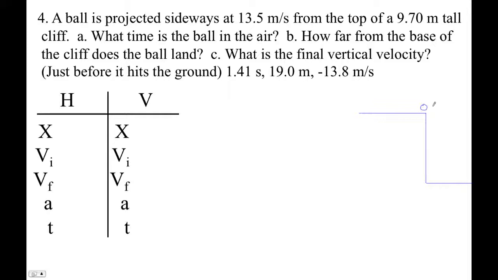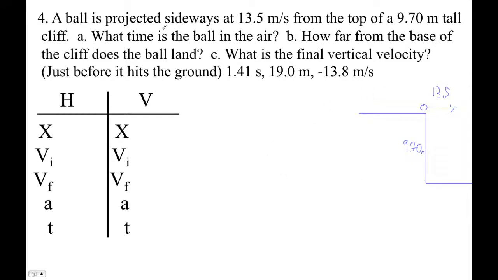So here we know the velocity of the ball, right? We know that's 13.5. We know the cliff's height is 9.70 meters, right? And then we want to know all the good stuff, right? How long is it in the air? How far does it go? What is the final vertical velocity?